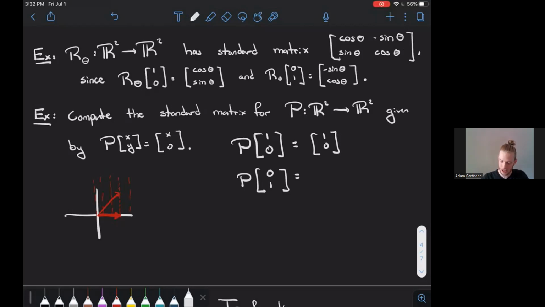But something interesting happens when we try to compute P of 0, 1. When you do P of 0, 1, we have to keep the x coordinate the same, but then you have to make the y coordinate equal to 0. The output here is the 0 vector. And now remember the standard matrix, brackets P, is the matrix whose columns are P of 1, 0 and P of 0, 1. So in other words, it's 1, 0, 0, 0.